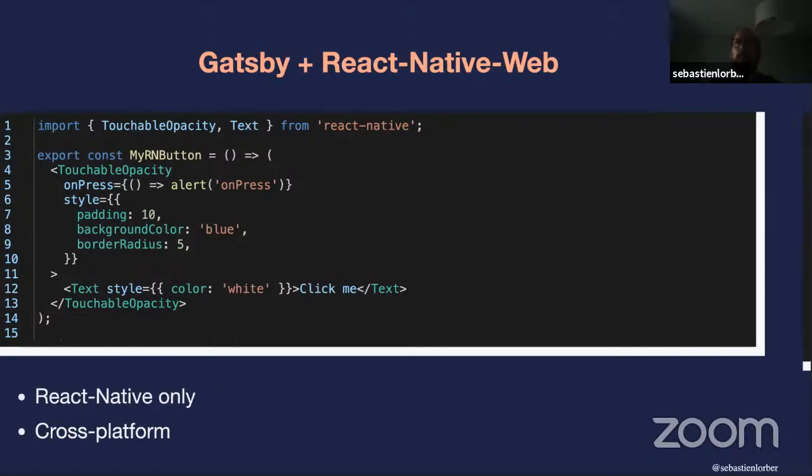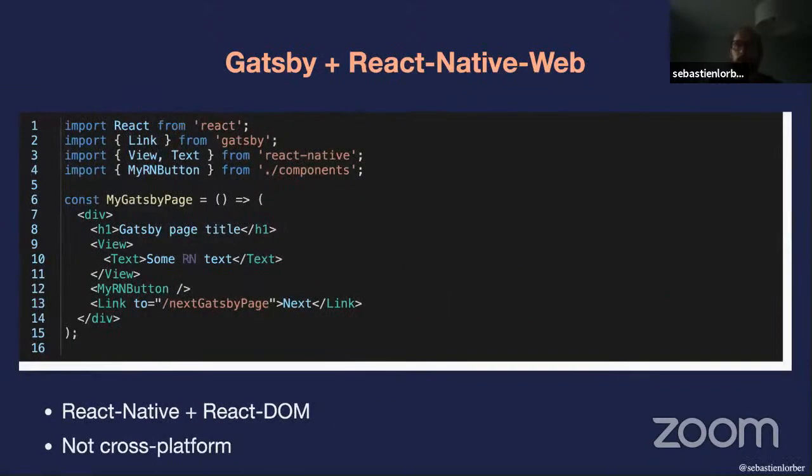But now let's see another example. This is a Gatsby page. We can see that it mixes both ReactNative and React DOM primitives. But we have a way to convert ReactNative primitives to React DOM, and we don't have a way to convert React DOM to ReactNative primitives. So this is not cross-platform, and this will work, but only on the web because we don't have a way to render a div and a header on ReactNative.